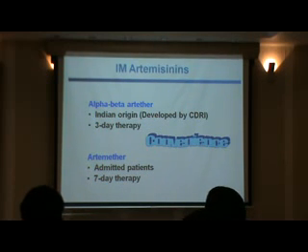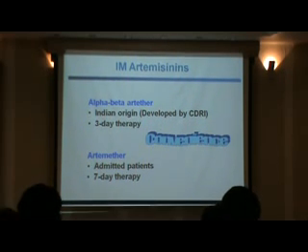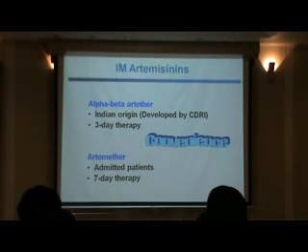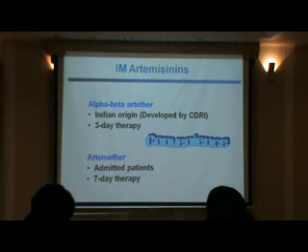Normally used intramuscular options are alpha-beta arteether, which we use for therapy in the form of injection. Artesunate is injectable, given for patients, and is for 7 years.